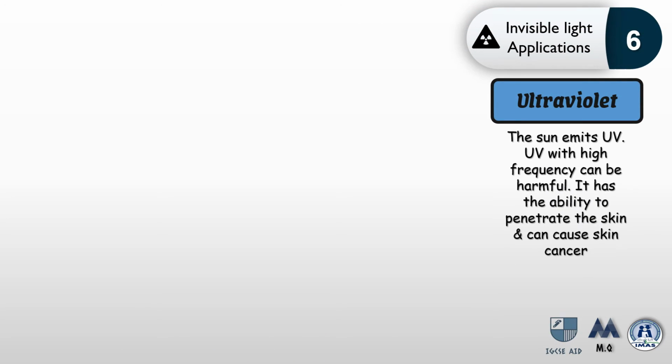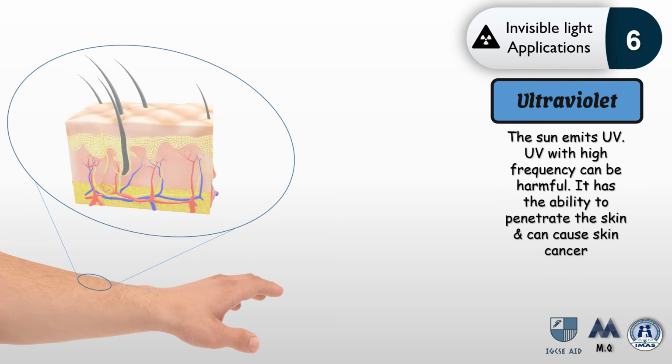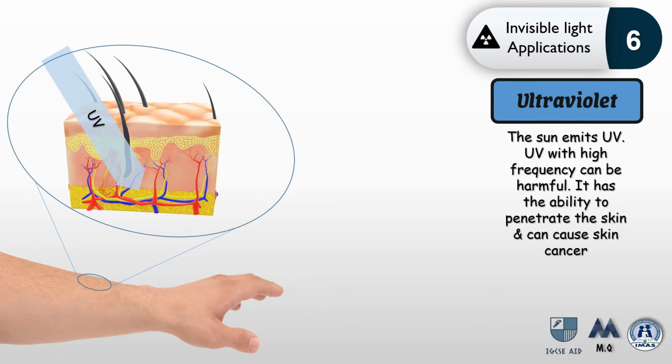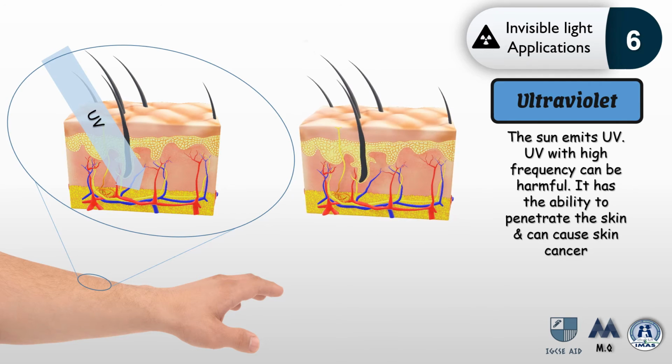Well, the sun is a natural emitter of UV. The UV with high frequency, which means a very low wavelength, can be harmful. It has the ability to penetrate the skin and can cause skin cancer. To protect ourselves, we need to use sunscreen during sunny occasions so that the UV will be reflected.